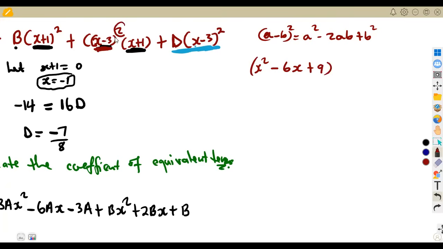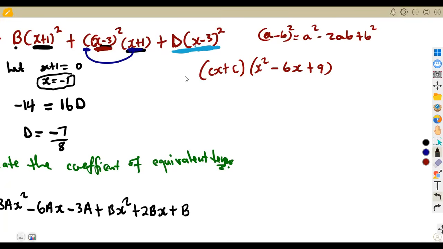Of x minus 3 squared. That is the expansion. But if we take a closer look, there is a c there, and there is a bracket of x plus 1. So if we multiply c into the bracket of x plus 1, we are going to have cx plus c times 1, which is c. So we expand. Yes, you can expand the brackets first, then multiply by c later on. It's fine. I'm not saying it's wrong.